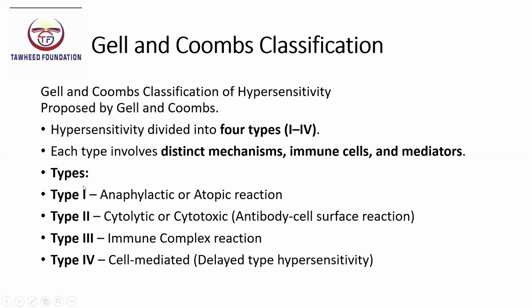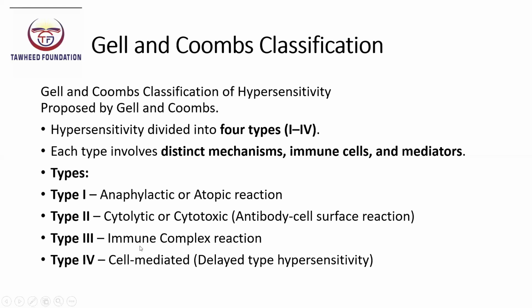So, type 1 is the immediate allergic reaction like asthma or anaphylaxis and involves IgE antibodies. Type 2 is cytotoxic, where antibodies target specific cells causing cell destruction. An example is hemolytic anemia.